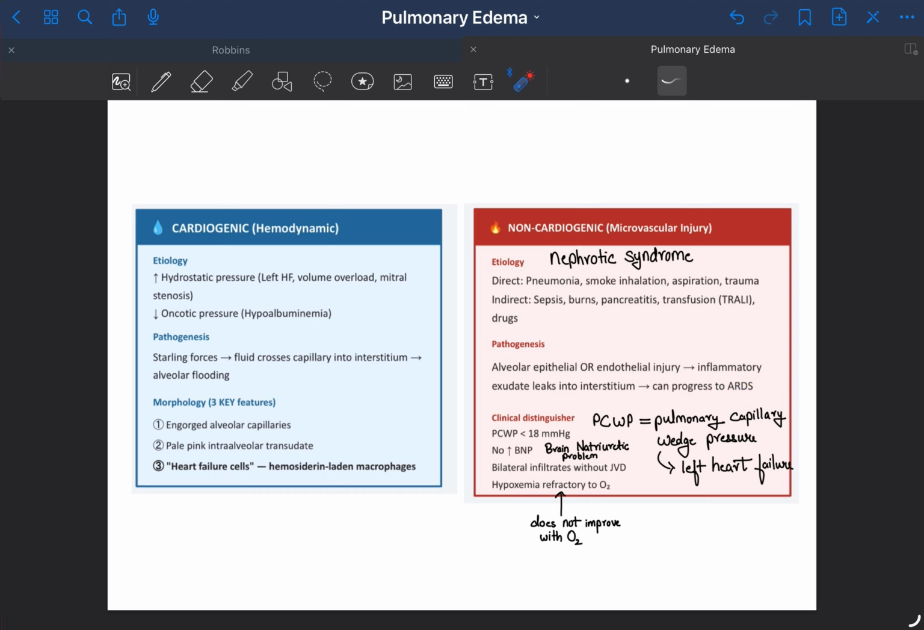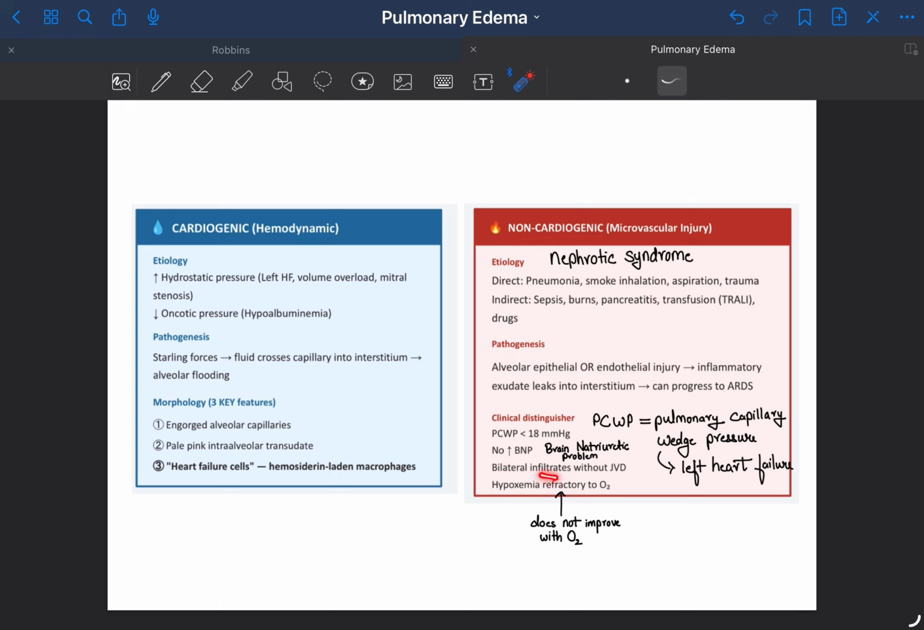Now, let's look at the clinical distinguishers. So, PCWP, which is pulmonary capillary wedge pressure, reflects left heart failure. Here, it is less than 20, and therefore it is characterized as non-cardiogenic and not cardiogenic. If it were cardiogenic, it would be more than 20. Also, there is no increase in BNP, that is brain natriuretic peptide, so therefore it's non-cardiogenic.